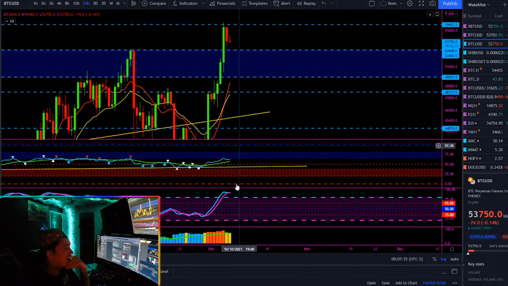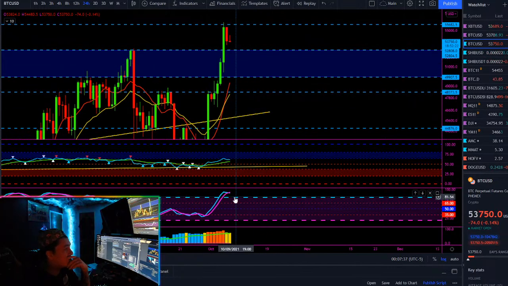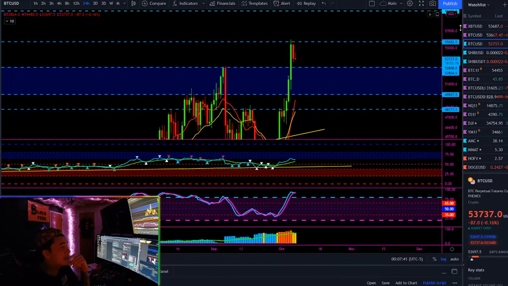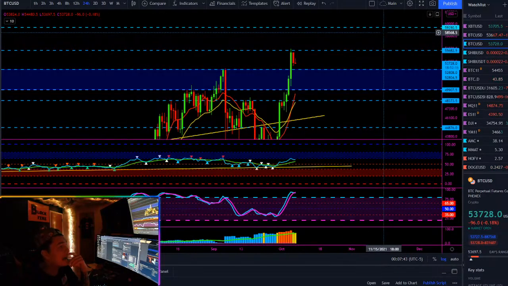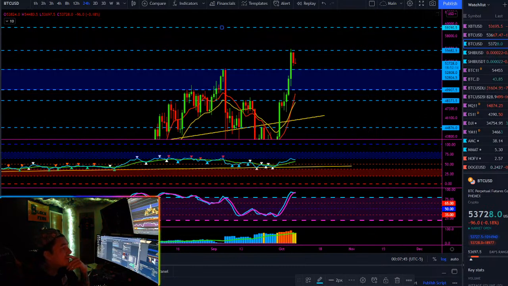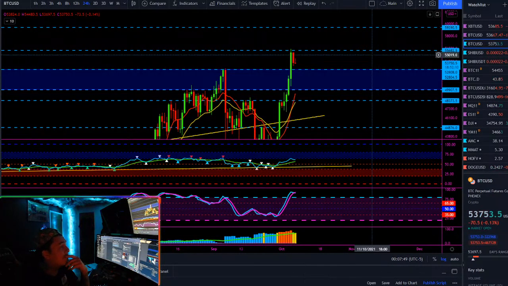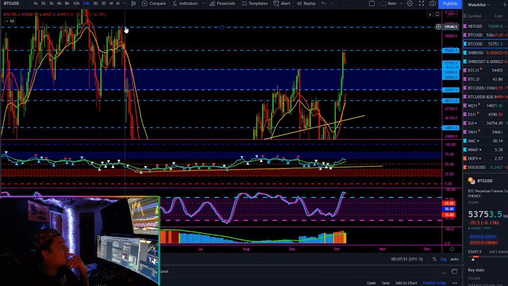Not out of the question to see a little bit of a cross action here from a stochastics perspective, but at the end of the day, I'm still looking for continuation and new highs here. I am going to be targeting 59,400. I got the wrong color. I'll be targeting 59,400 or this prior high here, especially if we see a soft closure above this resistance level here.